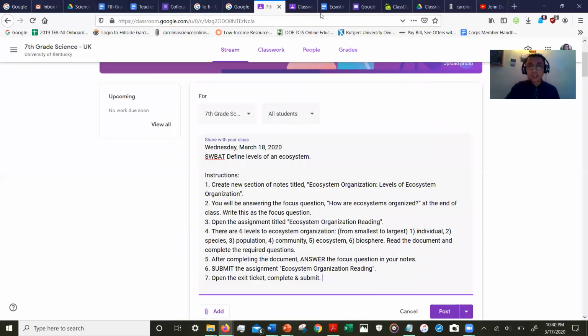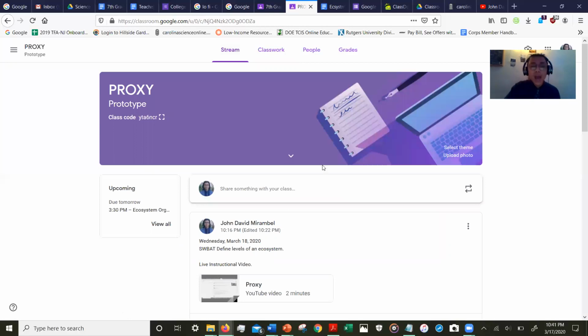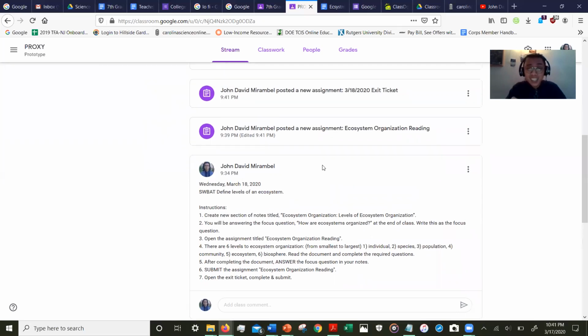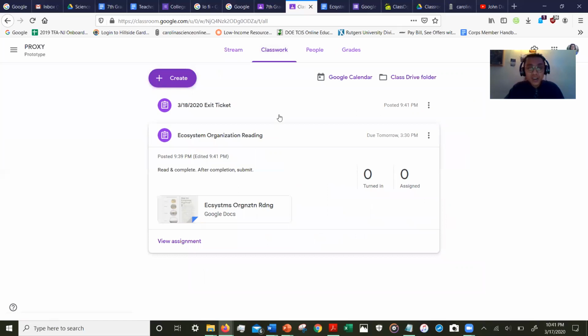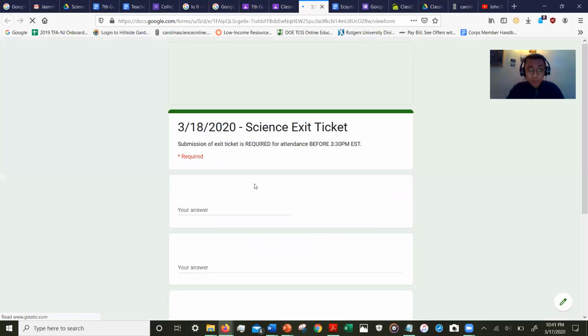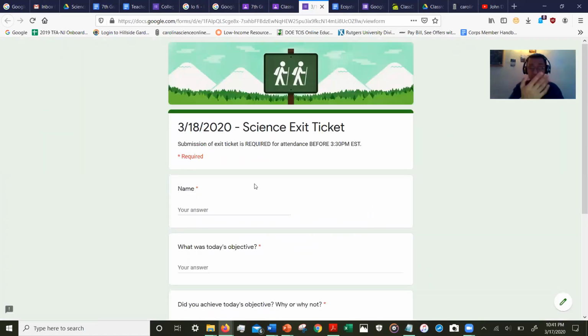Now, after you've submitted, the last step, and the last step is the same for every single day, is your exit ticket. This is really important for you to understand, because the exit ticket is how I calculate your attendance. So here I'm going to navigate to your exit ticket. Exit ticket's over here as a Google form. It opens up. Okay, this is the correct date. It is Wednesday, March 18th.